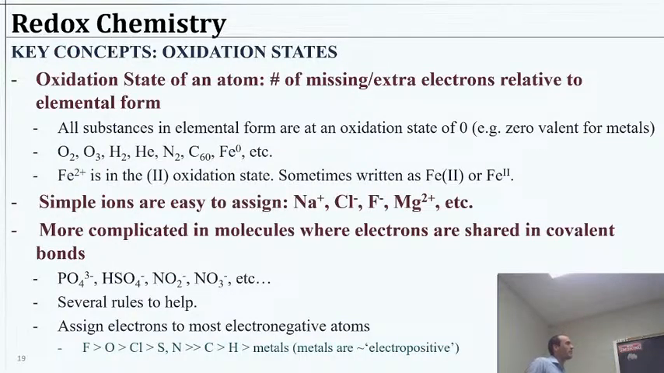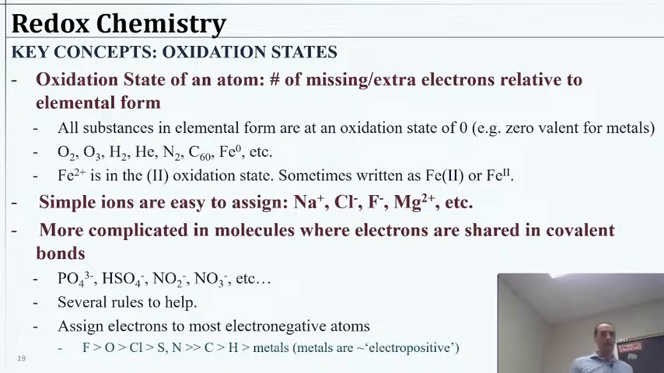Okay, so perhaps one thing that might help make this a little more clear is if we come back to what is an oxidation state, right? That's probably a place where we need to start here. So an oxidation state for a given atom is essentially the number of missing or extra electrons that an atom has relative to its elemental form.